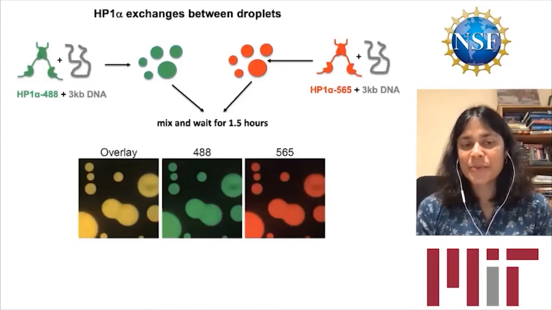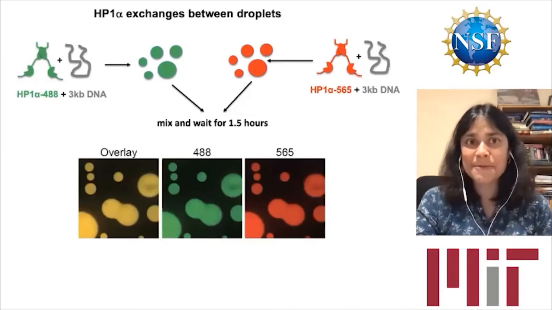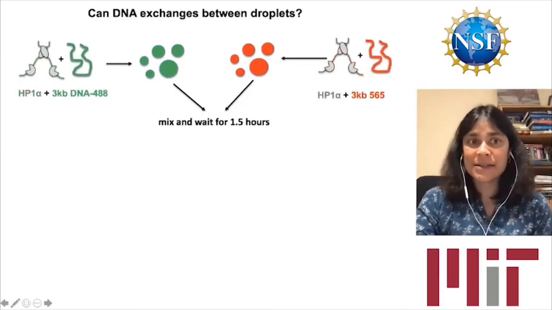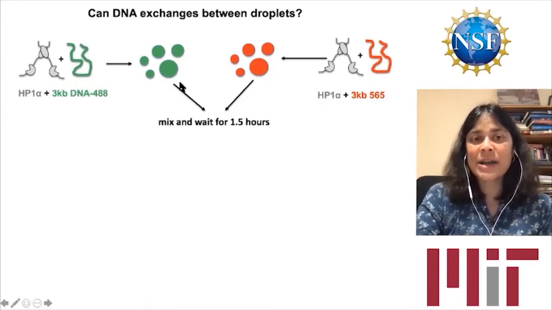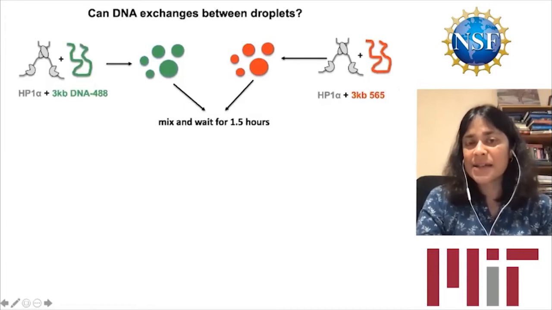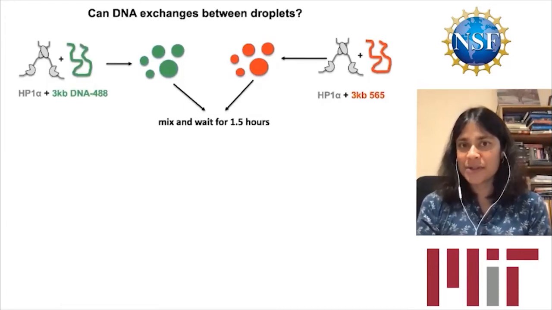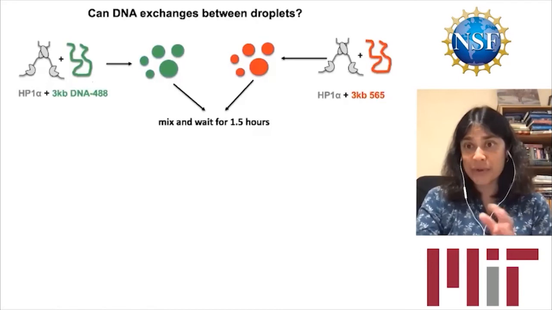So what this result said was that HP1 molecules exchange pretty rapidly between droplets when the droplets fuse. Okay. And that was not a surprise given the FRAP data that I just showed you. But the real experiment came when Madeline asked what happens to the DNA. And so for this, she did a parallel type of experiment where now she used unlabeled HP1 alpha molecules, but labeled DNA molecules. So you had green droplets made with green fluorescently labeled DNA, red droplets made with red fluorescently labeled DNA, formed the droplets, then mixed the two droplets and waited for 1.5 hours and asked, when these two droplets fuse, does the DNA mix? Okay. So again, we're looking at the DNA, because the DNA is labeled, the HP1 is unlabeled.